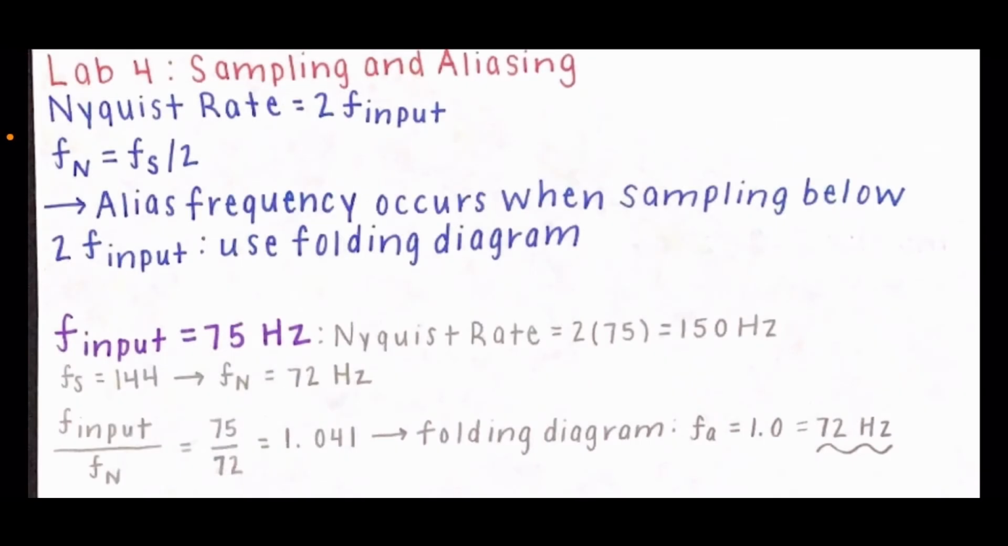Here are my calculations. We know that the Nyquist rate is 2 times the input frequency, and the Nyquist frequency is half of the sample frequency. Aliasing occurs when we are using a sample frequency less than twice the input. In that case, we would have to use a folding diagram to determine the alias frequency. I will show you my individual calculations for each input frequency. Please feel free to pause the video to take a closer look.